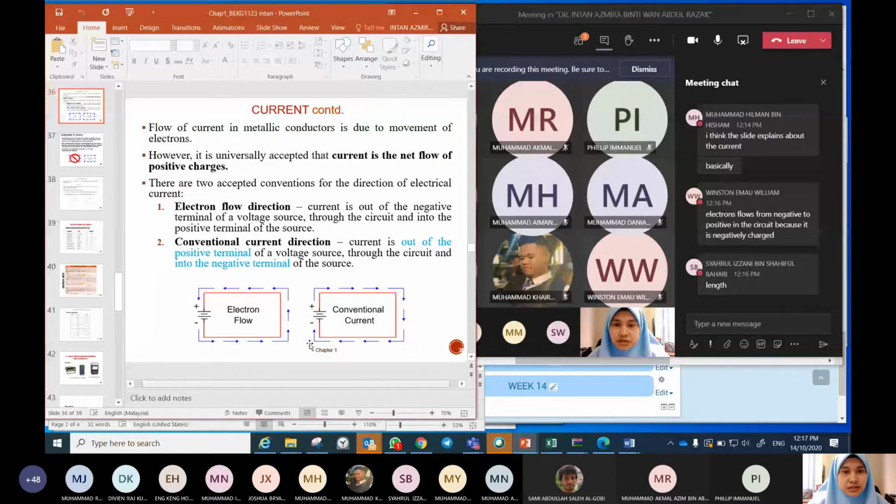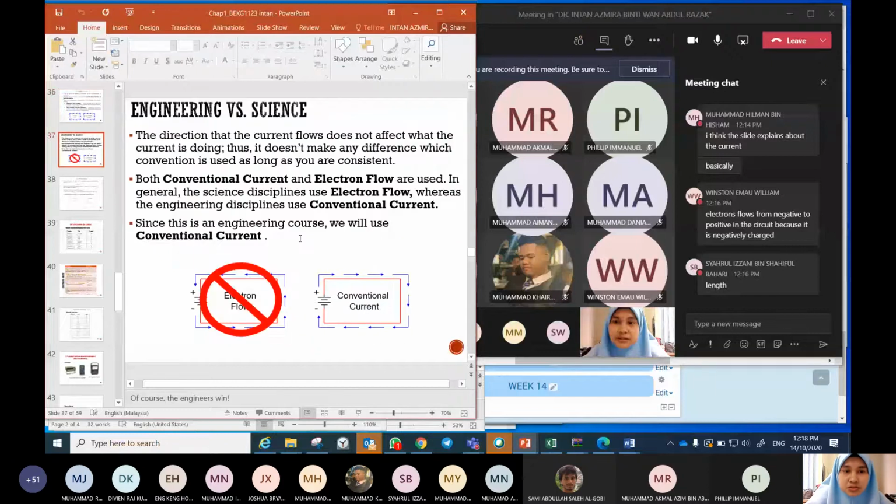Go to the next slide. Both conventional current and electron flow are used. In general, the science disciplines use electron flow, whereas the engineering discipline uses conventional current. So we use conventional current, where current flows from the positive terminal of the voltage source back to the negative terminal of the voltage source. That's all.